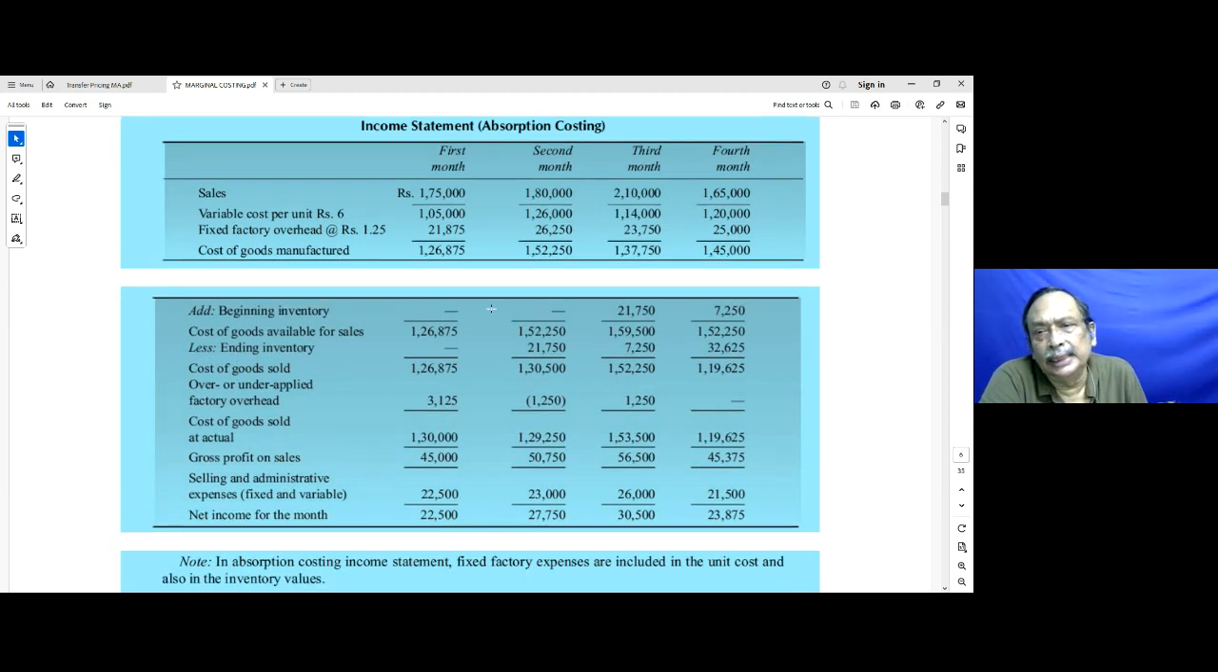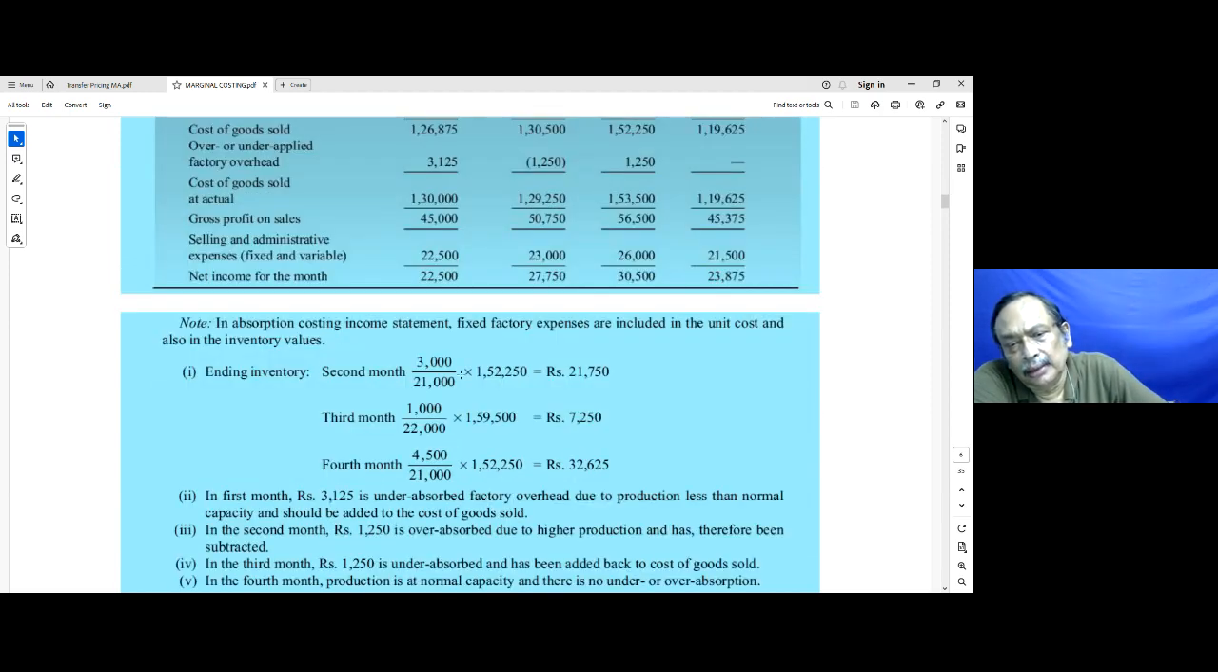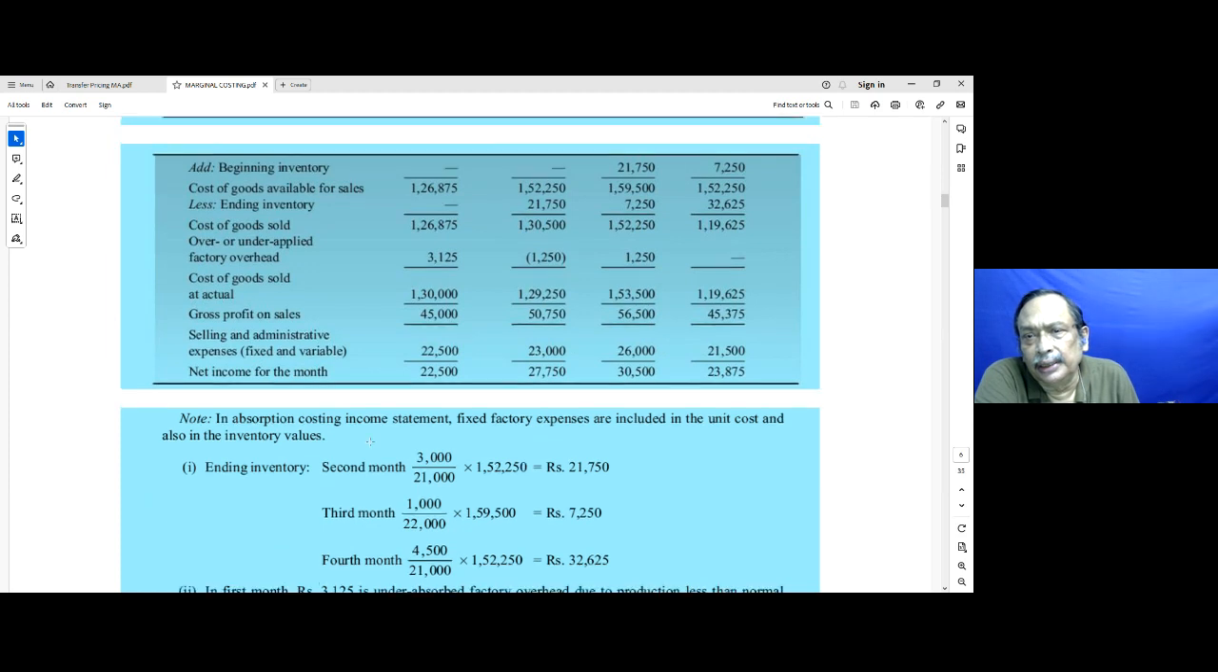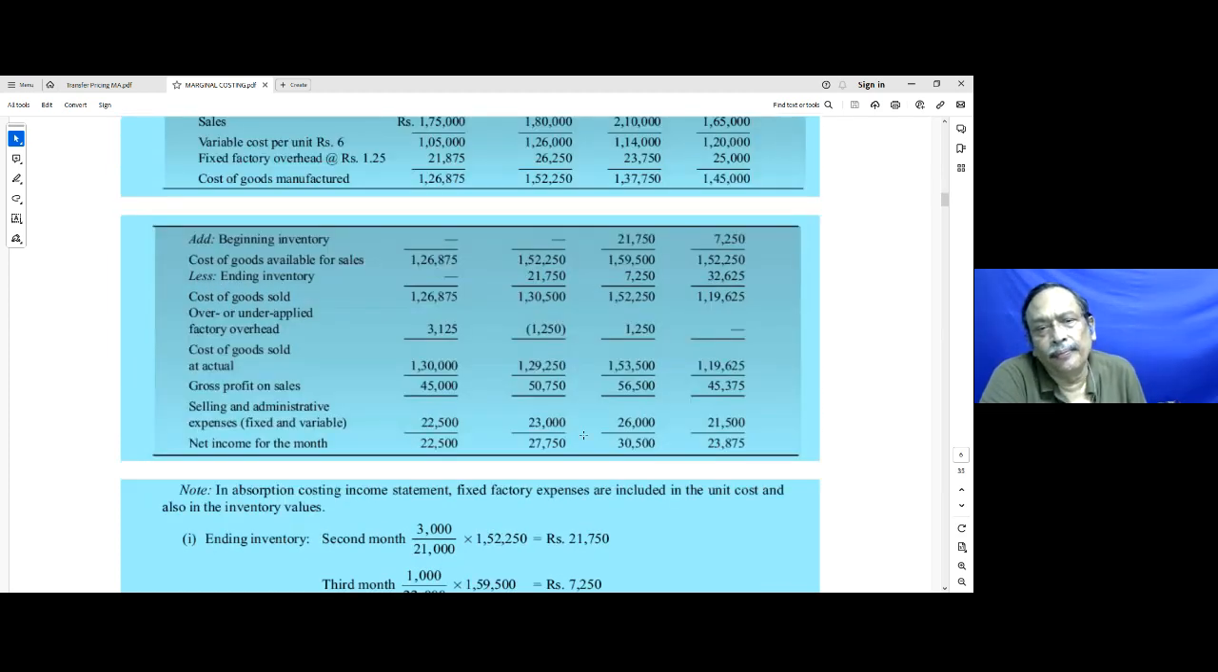Similar manner, we are going to take sales 1,65,000. Variable cost per unit ₹6, it comes to 1,20,000. Fixed factory overhead 25,000. Cost of goods manufactured 1,45,000. Then third month's ending inventory will be the fourth month's opening inventory, that is 7,250. After adding, we get 1,52,250. Less ending inventory, we value in the same manner. That is 4,500 divided by 21,000 into 1,52,250. It comes to 32,625. Then we get cost of goods sold.